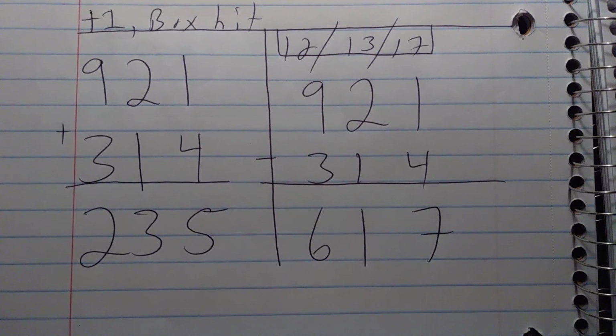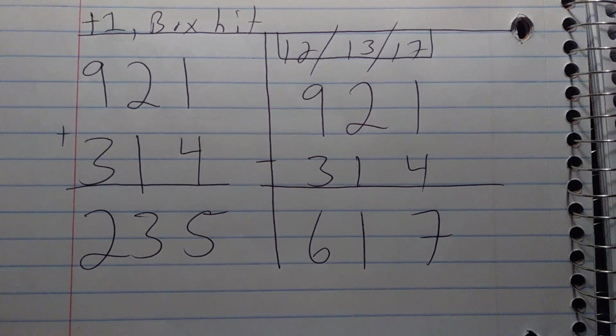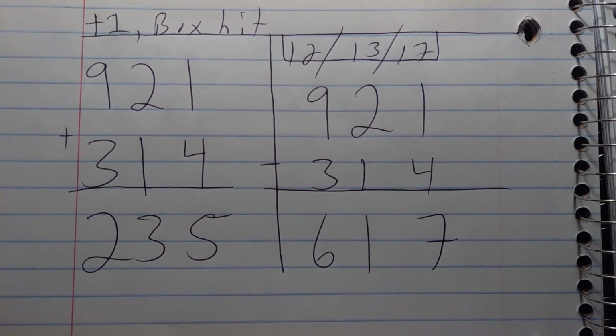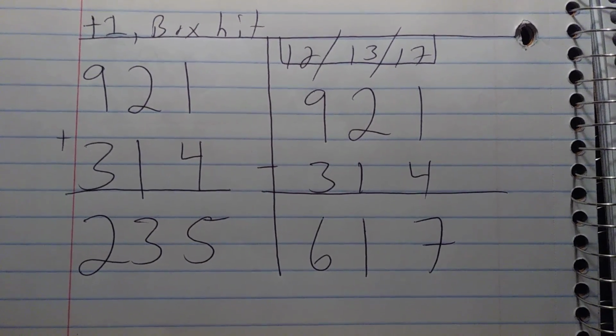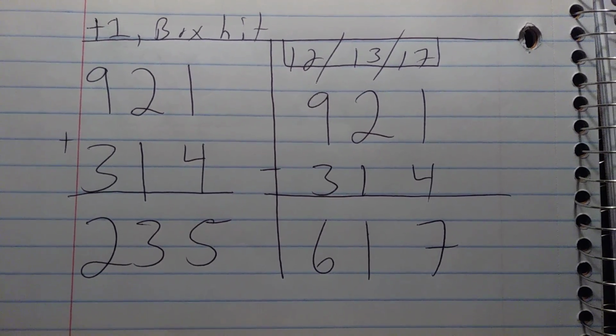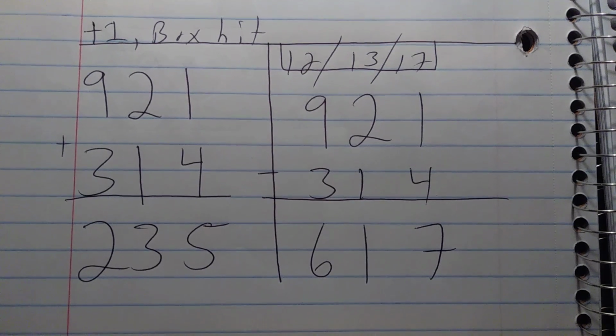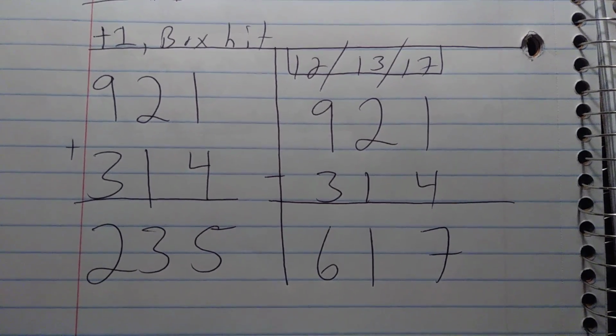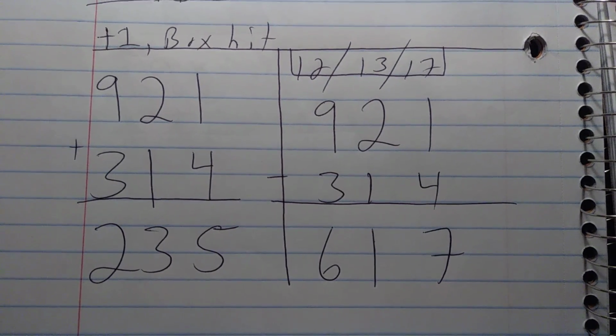You're going to add 314, so 9 plus 3 is 12, keep the 2. 2 plus 1 is 3, and then 1 plus 4 is 5. So 235. And then 921, subtract 314, so 9 minus 3 is 6, 2 minus 1 is 1, and 11 minus 4 is 7. So 235 and 617 did not hit in the next 7 days.